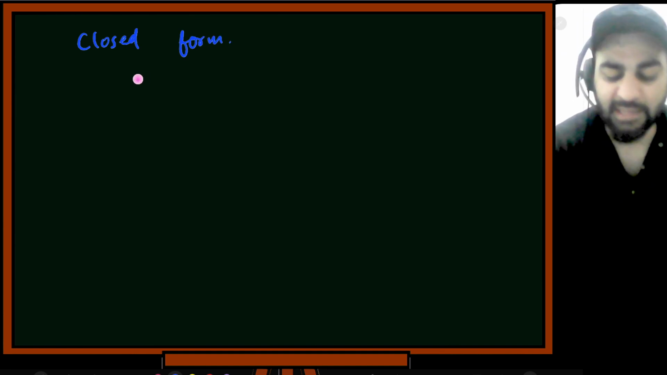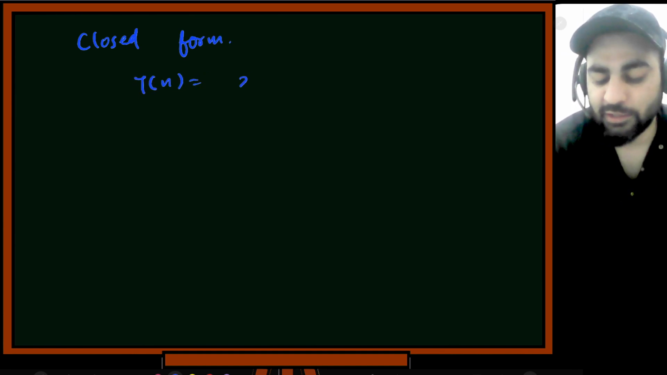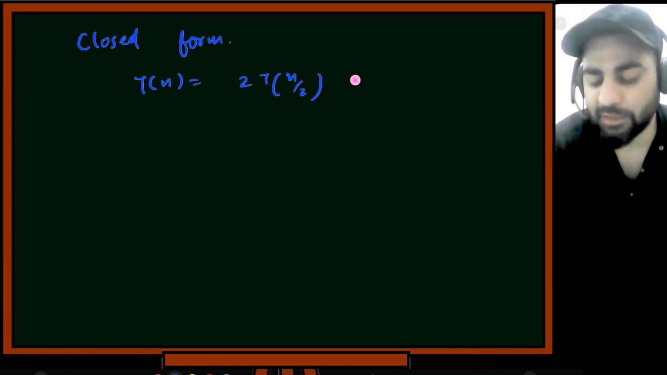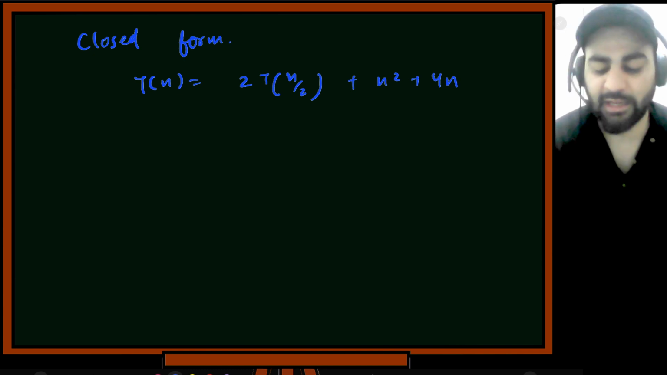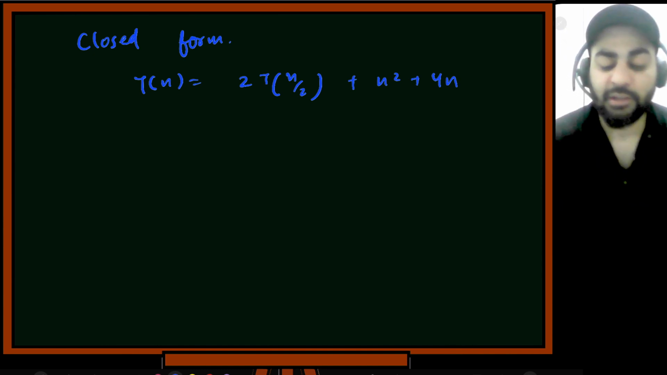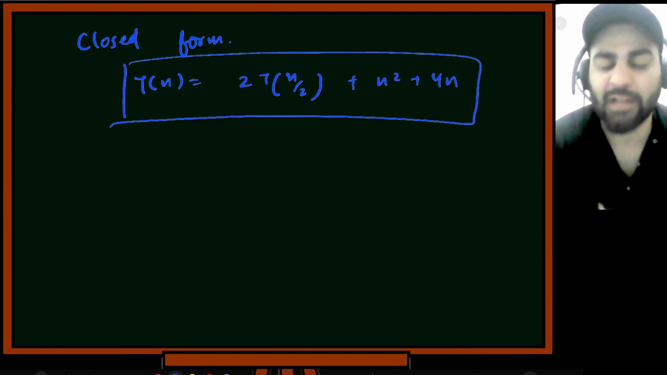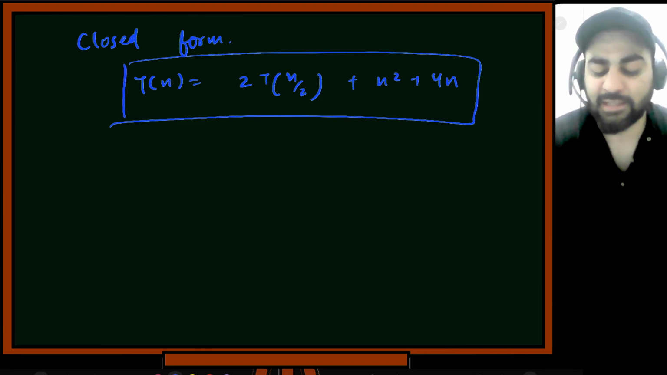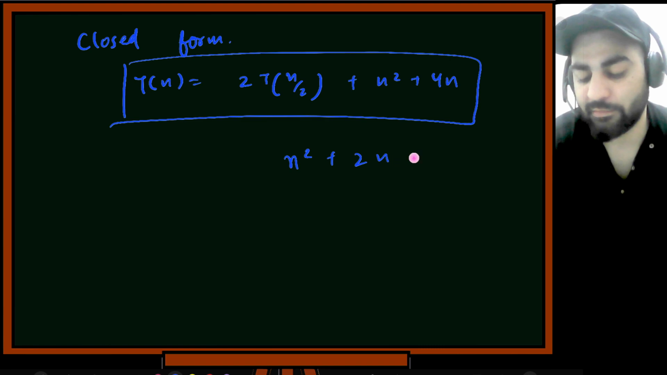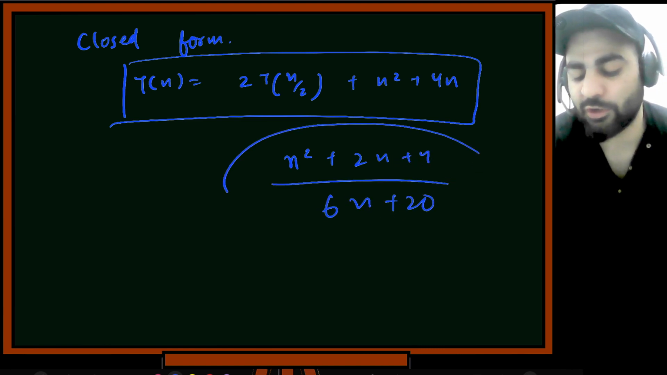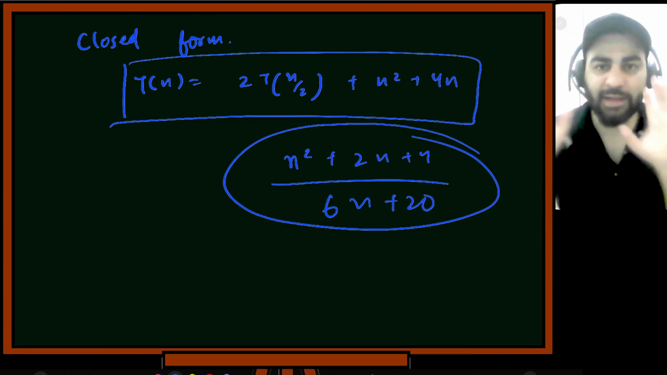So if you have a recurrence like this, T(n) = T(n/2) + n^2 + 4, you can give one asymptotic answer, or you can give an exact answer like this. The answer will be, let's say, (n^2 + 2n + 4) / (6n + 20). This is called a closed form answer, where you exactly give the answers.